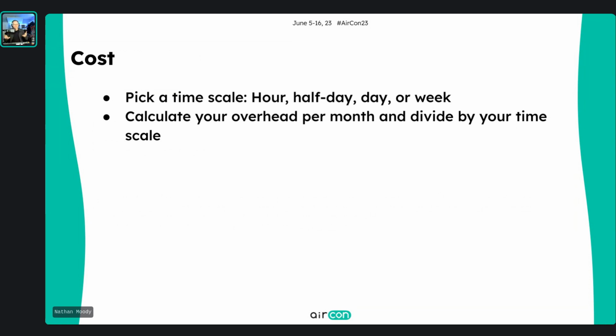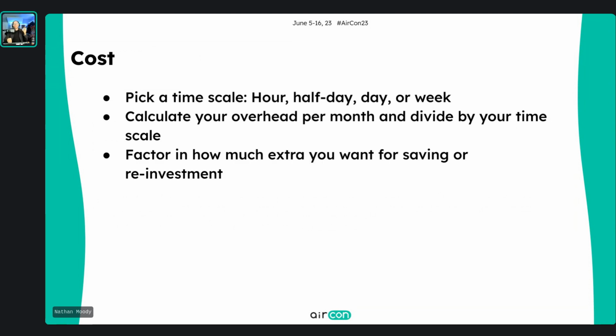I'm sorry, I'm doing it in dollars. The dollar amounts don't matter. But this is how you calculate your cost. So if you're going to do 20 days of work, that's $250 per day of work. That'll be around $5,000 at the end of the month.